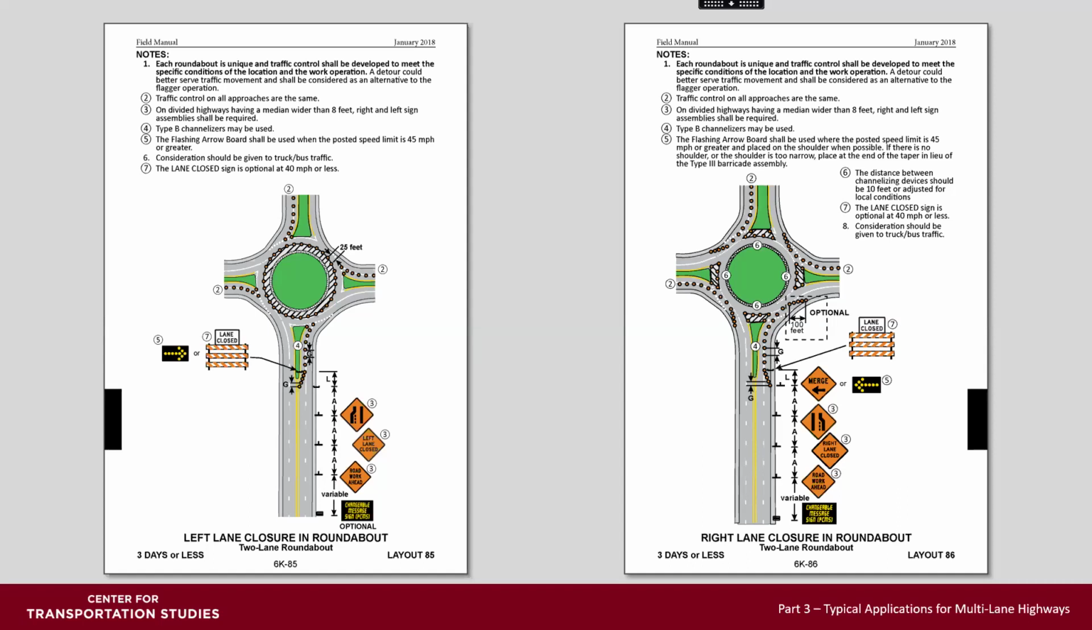Remember, approach signing and device spacing are the same in all 4 directions approaching the roundabout. On divided highways with medians wider than 8 feet, right and left lane closure signs are required. If posted speed is greater than 45 miles an hour, an arrow board is required for those closures. Channelizing devices in roundabouts should be at 10-foot spacing or adjusted for the conditions in the roundabout.